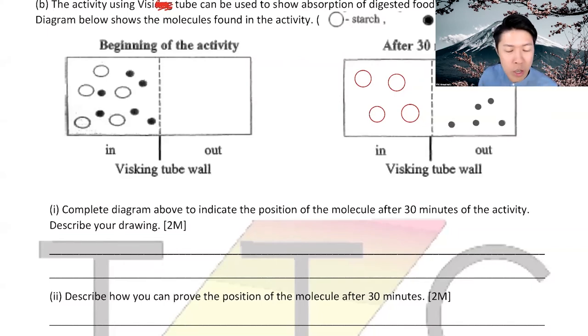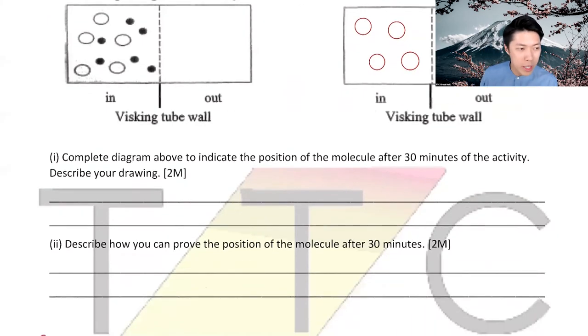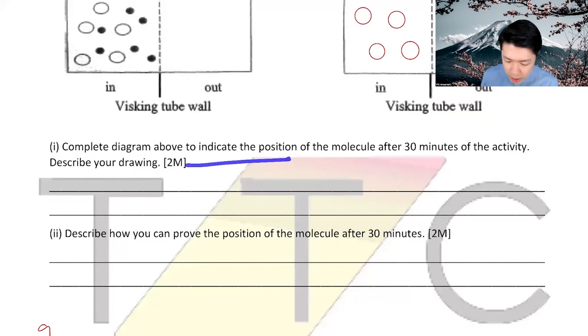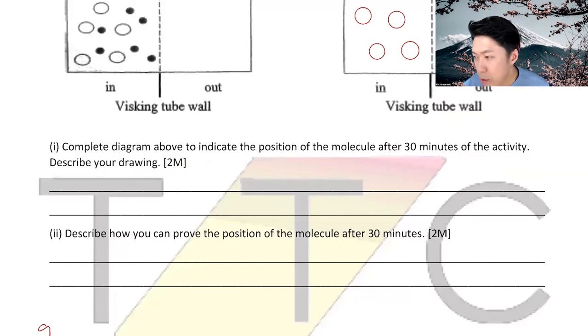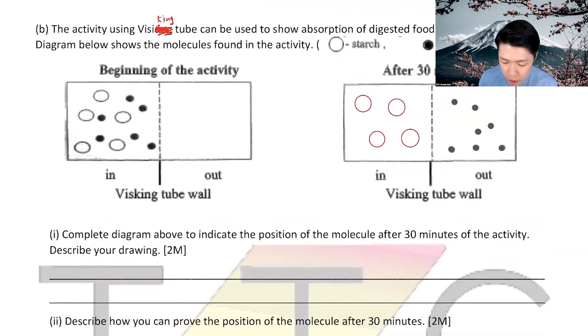It's the sausage in your short notes, and it represents the small intestine. Complete the diagram above and indicate the position. Then after 30 minutes, describe what happened here. Obviously, only the small one will go. So we have to explain a bit: only the small one, small enough, can pass through the wall of the whisking tube. I think the drawing there is already 1 mark. So another explanation, we'll make it a shorter one, not too long.